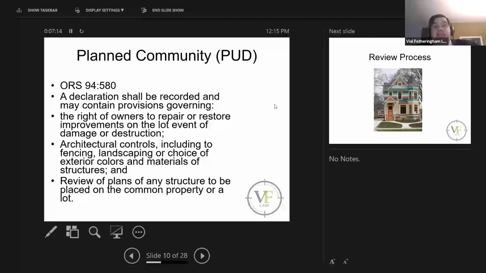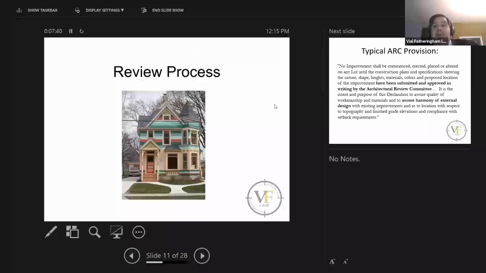It also provides that architectural controls and review of plans of a structure may be included in the declaration, and most of you have that in your declarations, where it governs the architectural review and the process that is followed in order to handle that architectural review for the community. So what then is that review process, and where is that contained? Well, as you can see, neither the Condo Act nor the Planned Community Act really has much concerning architectural review. It's always going to be found in your governing documents.